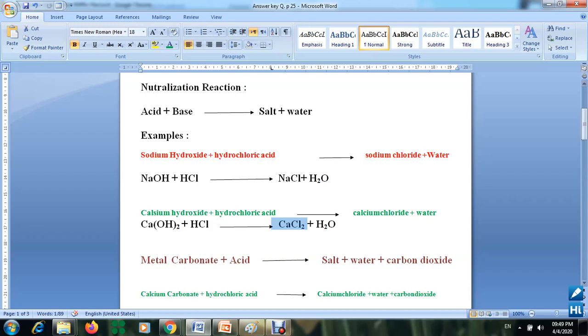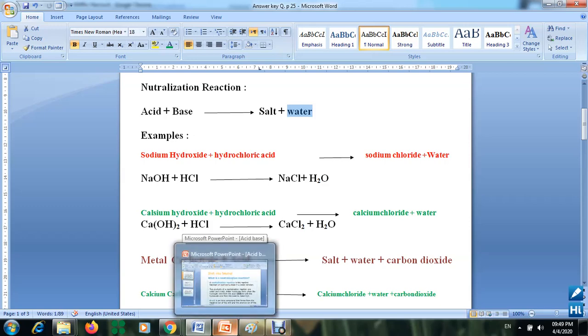But keep in mind, it's not only hydrochloric acid that is the acid. Maybe it's sulfuric acid, maybe it's nitric acid. All of these are examples of acids. And maybe it's not only sodium hydroxide. It might be potassium hydroxide. It depends on the type of acid and base that you have. If they react together, in general, they will give salt and water.